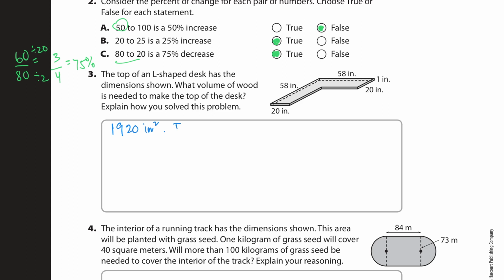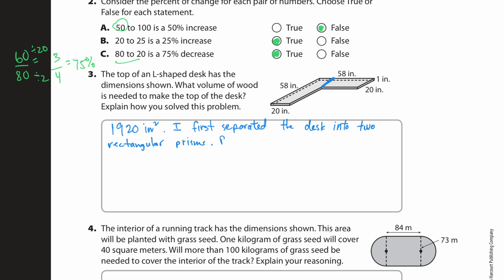I first separated the desk into, geez, that was pretty sloppy, wasn't it? Into 2 rectangular prisms. So the first one, and so I'm going to separate them like this.